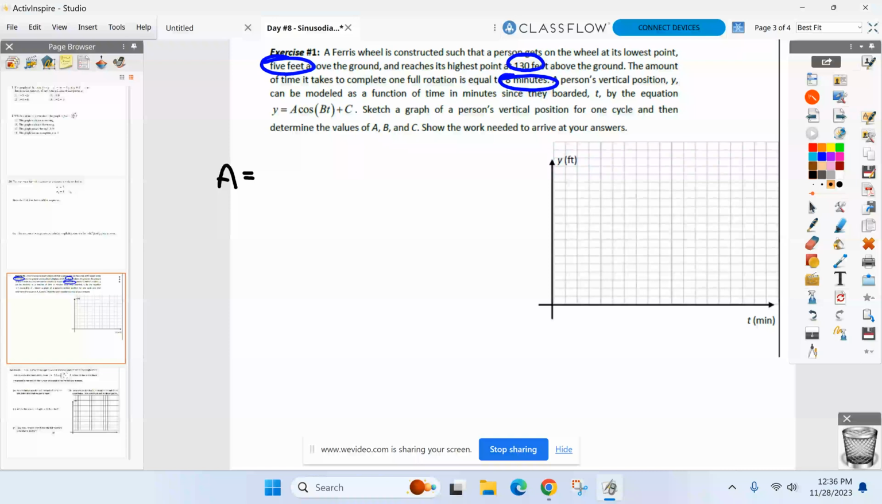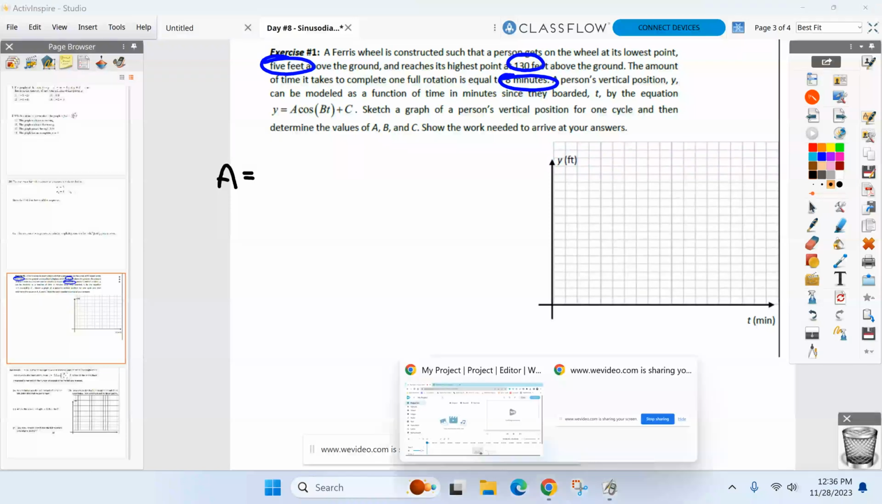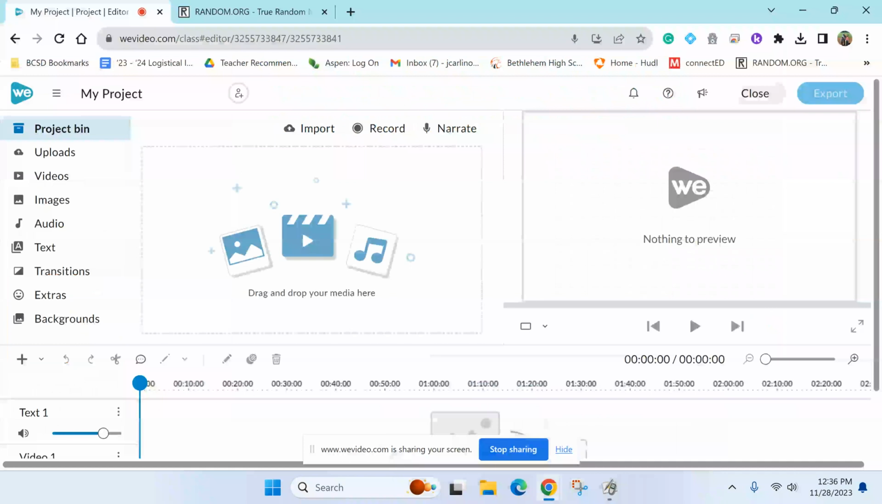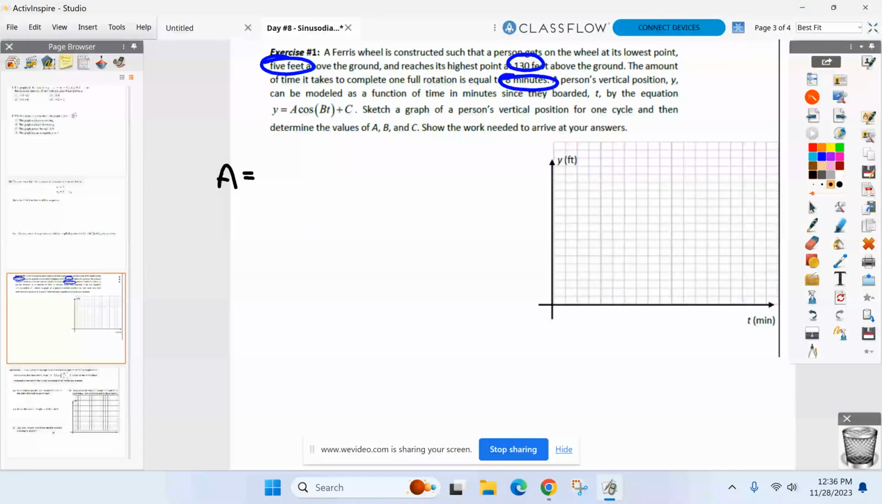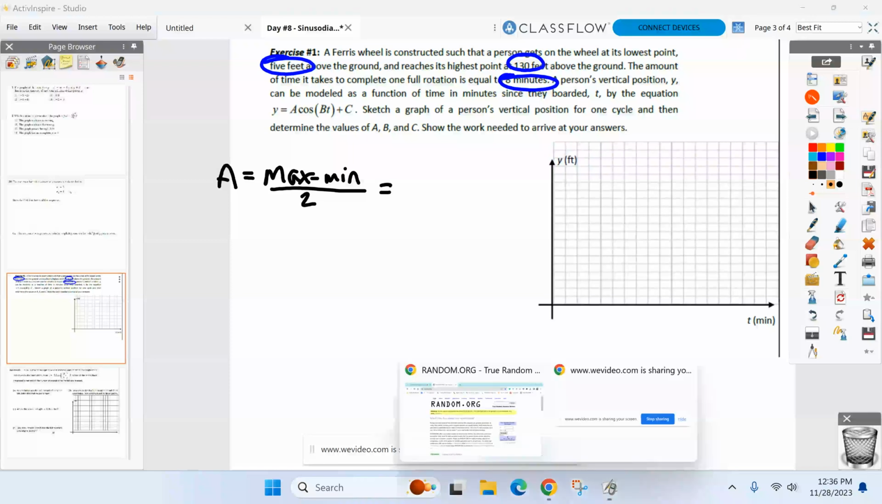Okay, here we go. A value. How do I find my A value? I know this has been over and over again, but let's keep grinding away here. Ariana, how do I find the A value? Max minus min over 2. Yep, max minus min over 2. It's called the amplitude, if they ever ask for the amplitude. Those values are already given in the problem.